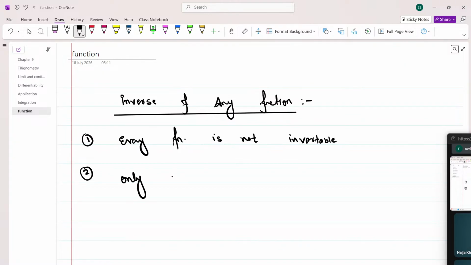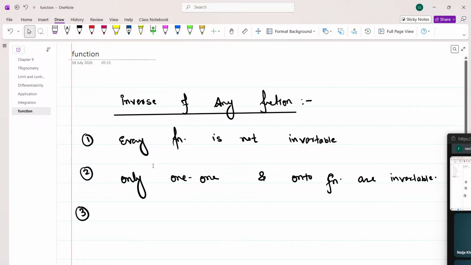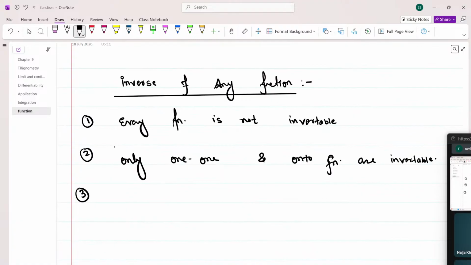Only one-one and onto functions are invertible; both conditions should be matched. Now, we are interested in the method only. I will explain the second one also, but due to lack of time, I'm ignoring this explanation. So I'm just coming to the method directly.